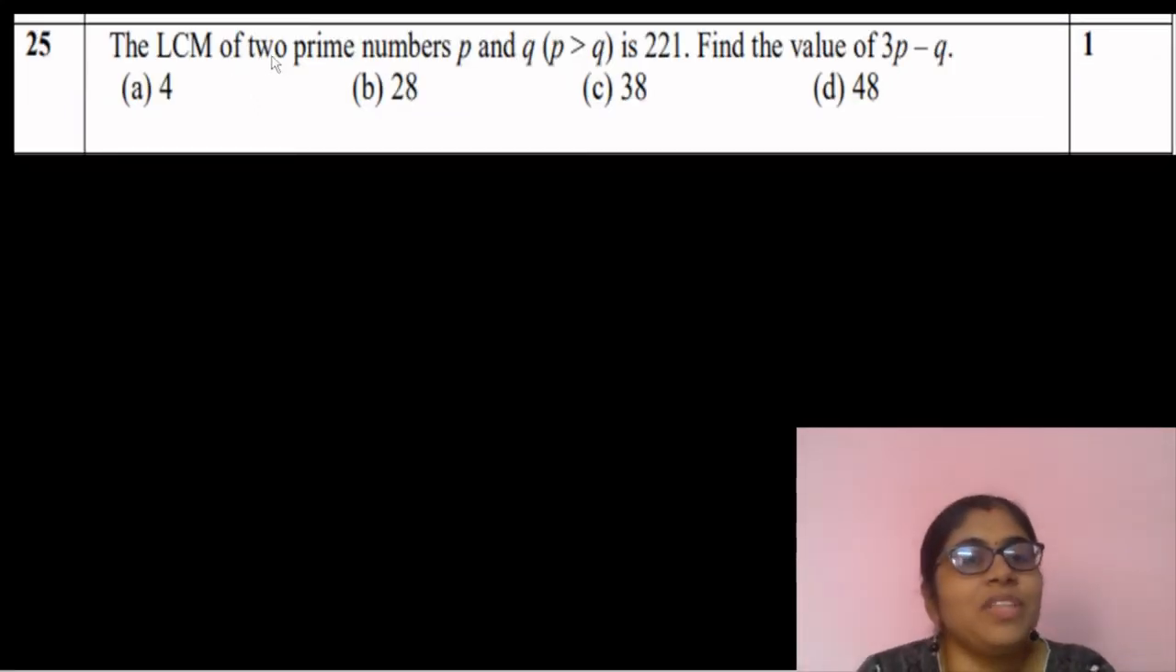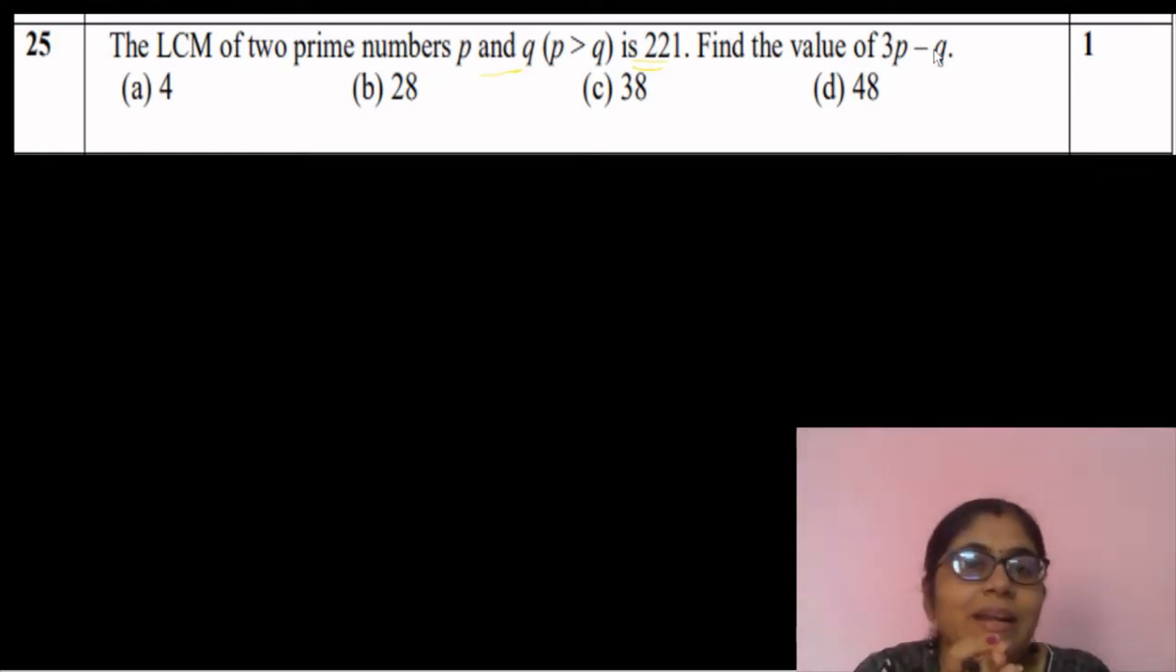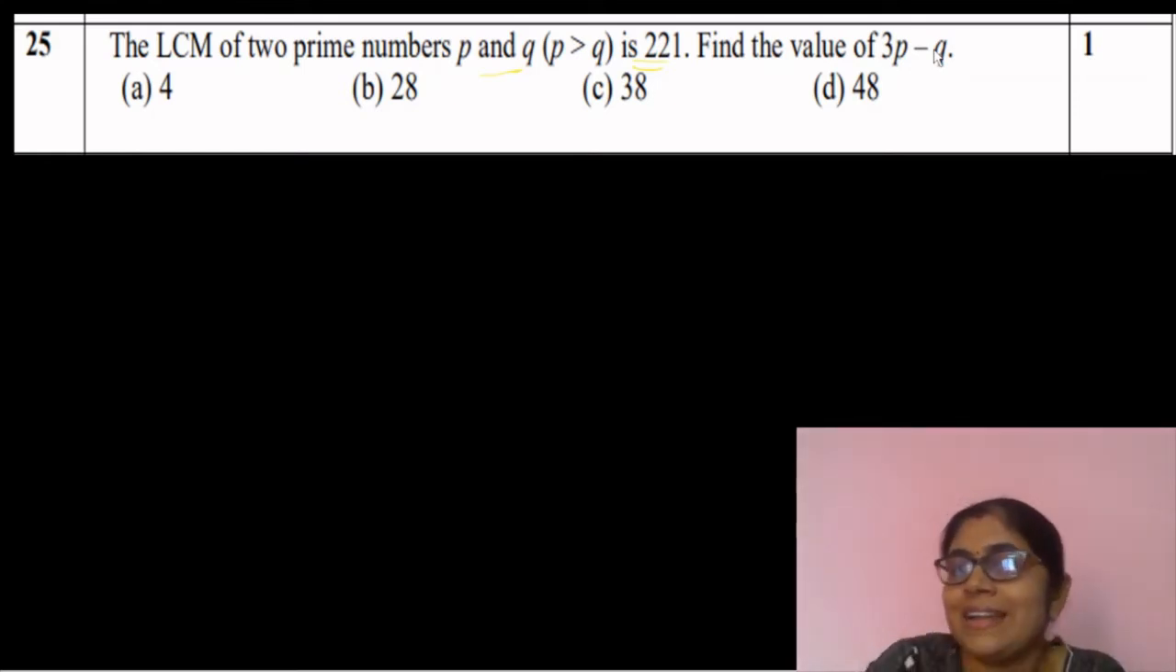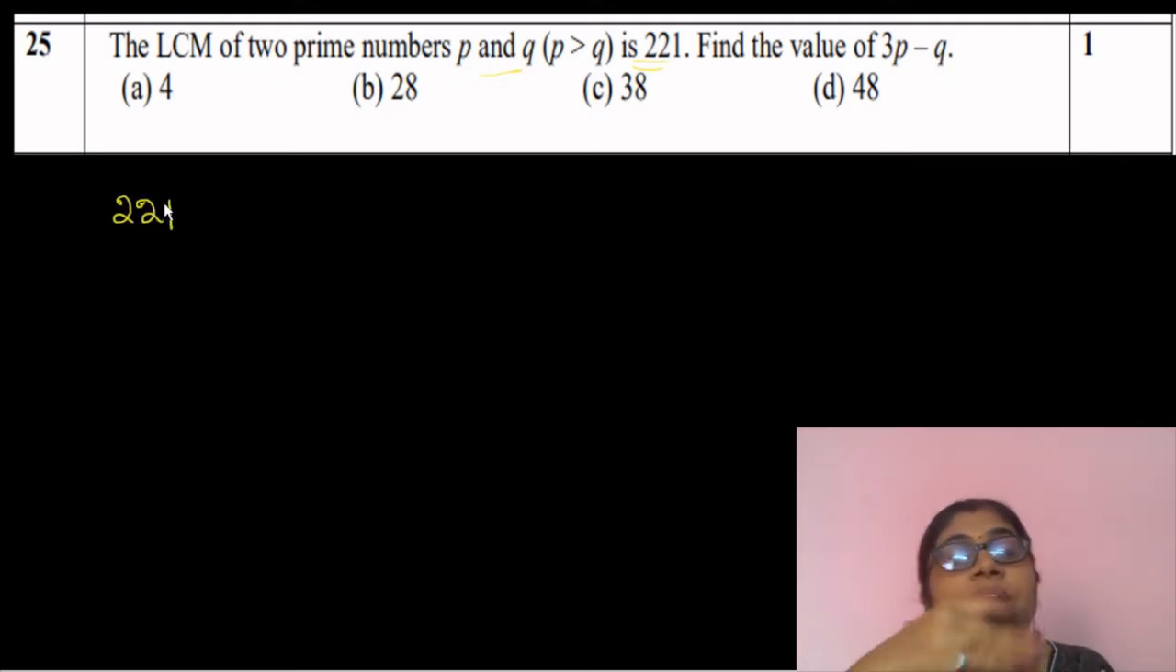Now let's move to the next question. The LCM of two prime numbers P and Q is 221. Find the value of 3P minus Q. Here you have to apply the trial and error method. This question will take time. 221 and prime numbers. So let's divide 221 by different prime numbers.